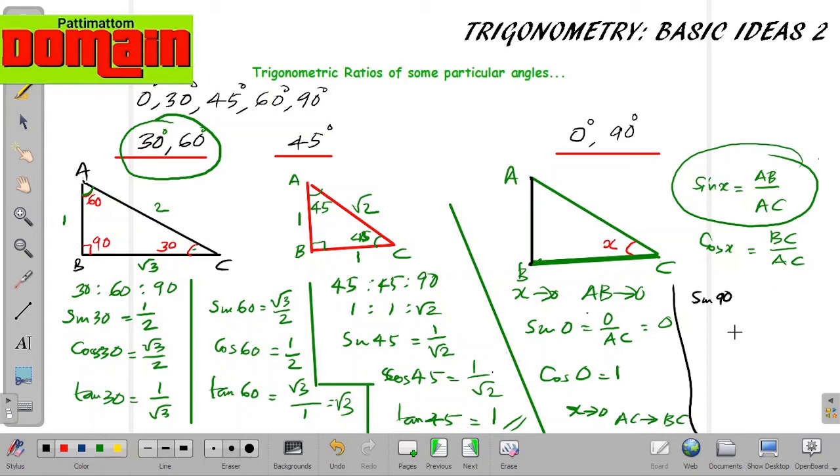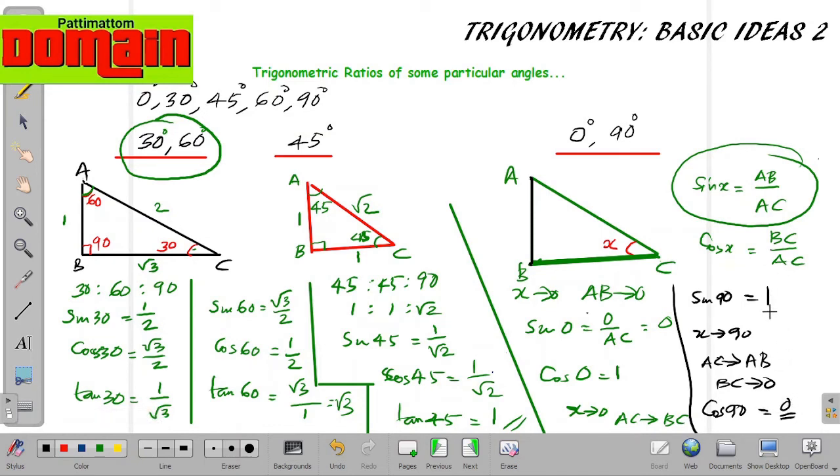When X becomes 90, what all the things happen? AC approaches AB and BC approaches 0. Therefore, sin 90 equals sin x equals AB by AC, and AB and AC are equal, so sin 90 equals 1. What is cos 90? Cos 90 is equal to cos x equal to BC by AC, and BC becomes 0, so cos 90 equals 0.